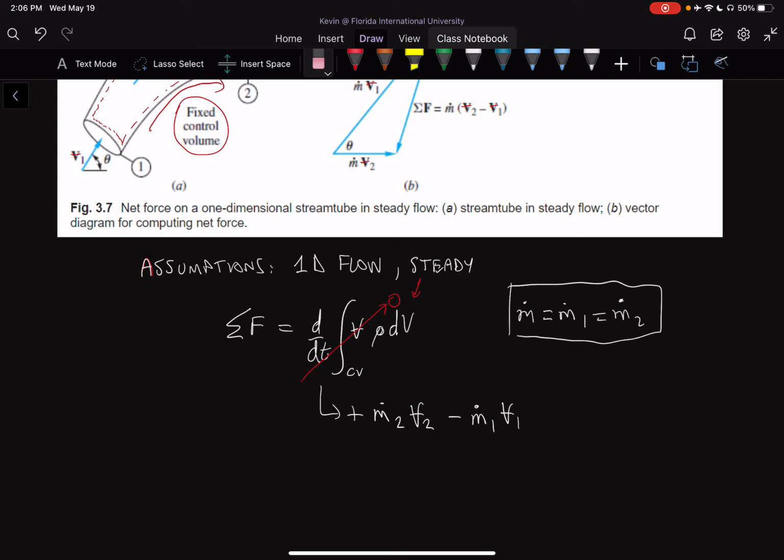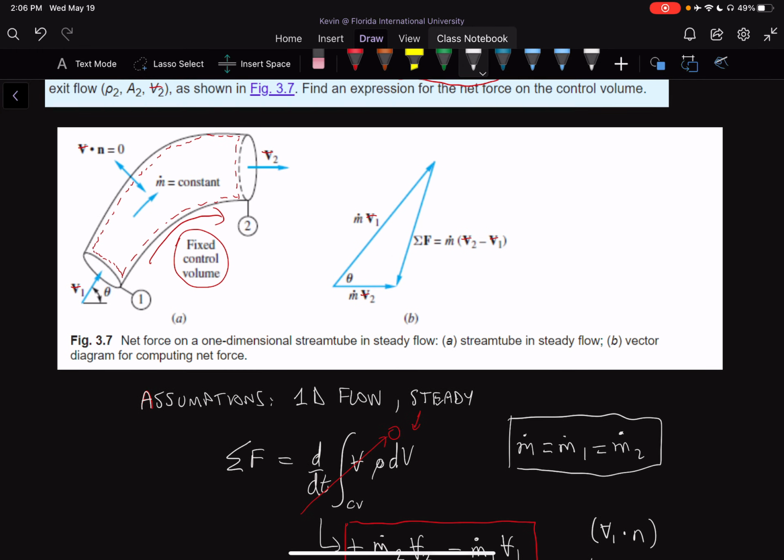Now, for these two terms here, why was I able to write v1 and v2 and I didn't have to write v1 dot n and v2 dot n? The reason why is because we said that we have a uniform outlet flow.